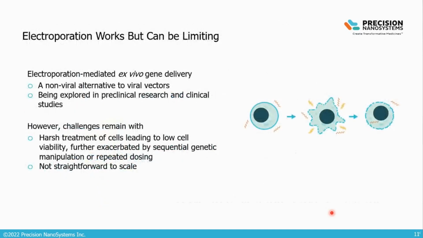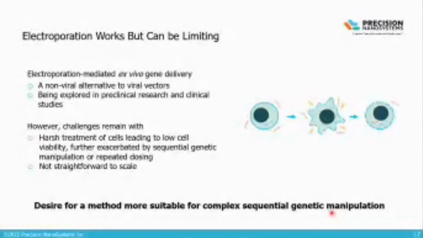As a result, there's a lot of interest in non-viral options. One non-viral option currently being explored in the field, both in preclinical research and in some clinical studies, is electroporation. It is a good technology, but the biggest challenge is that it tends to be very harsh on the cells, leading to very low cell viability. This low viability becomes even more of an issue with sequential genetic manipulation, or when you want to dose your cells repeatedly. Electroporation is also not straightforward to scale. So there remains a strong desire for a non-viral method that's more suitable for complex sequential genetic manipulation.